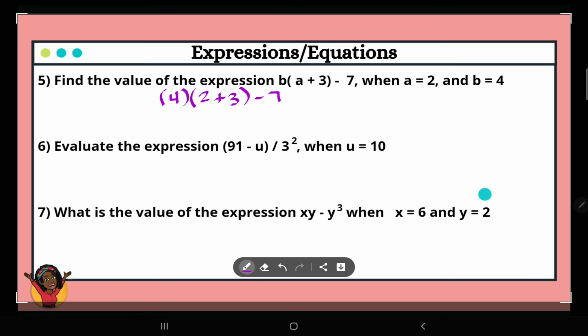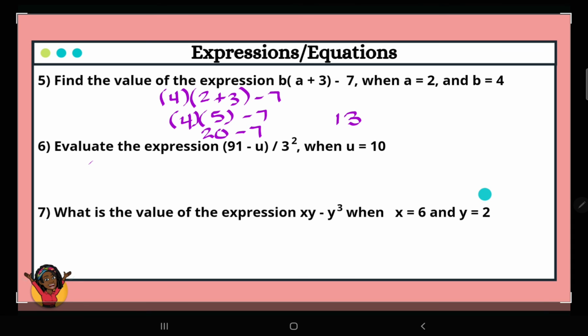Order of operations, I have to do what's inside the parentheses first. So 2 plus 3 is 5. And then I have 4 times 5. So when they're in parentheses next to each other like that, that's multiplication. 4 times 5 is 20 minus 7 for an answer of 13.